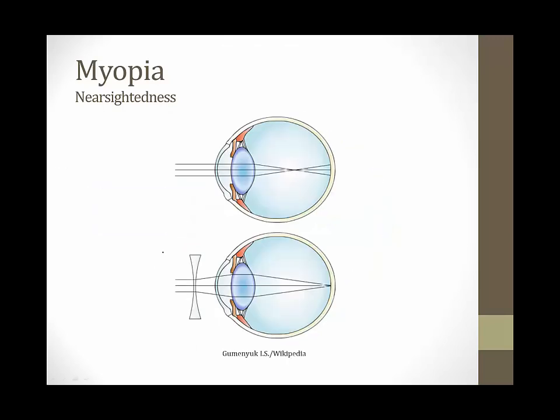And this is another picture from the web just to make this even more clear. In the myopic eye on the top, the focal point is in front of the retina. The negative lens spreads the beam of light out a little bit more before it reaches the cornea. This corrects the focal point so that it falls on the retina.